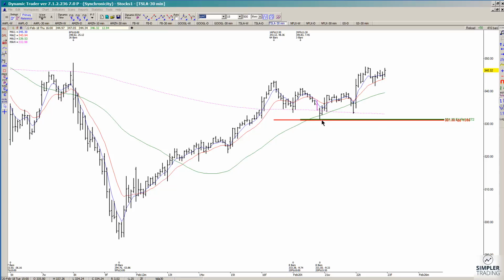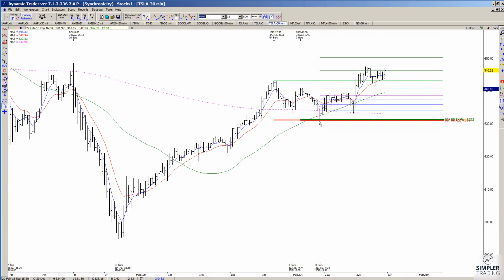So the original test was here, a retest was here. You had an opportunity for possible entry on the first test. You had a potential opportunity on the retest. We talked about that in the trading room. And then we've met at least the initial upside target in Tesla taken from this prior high to low swing.